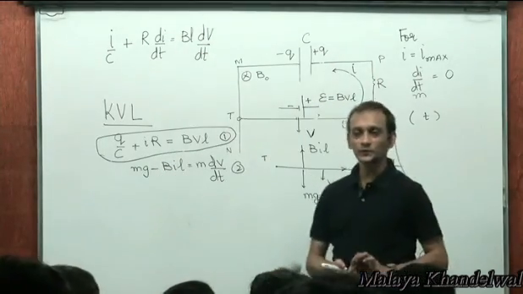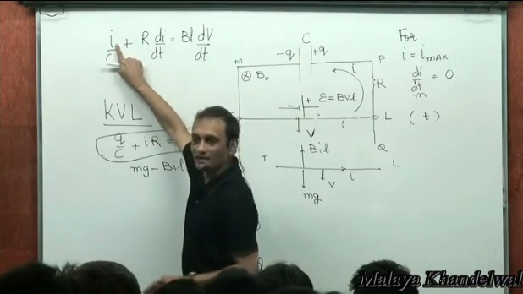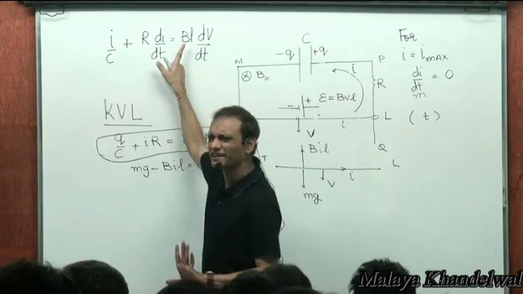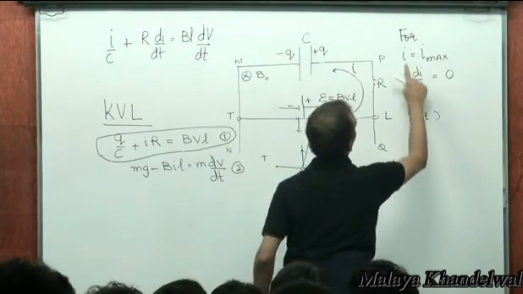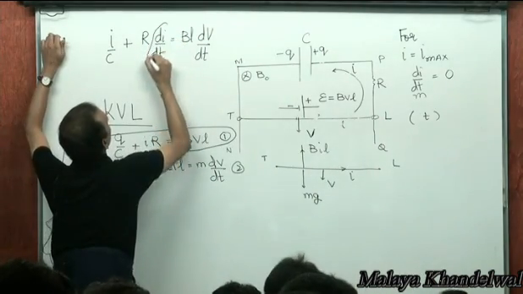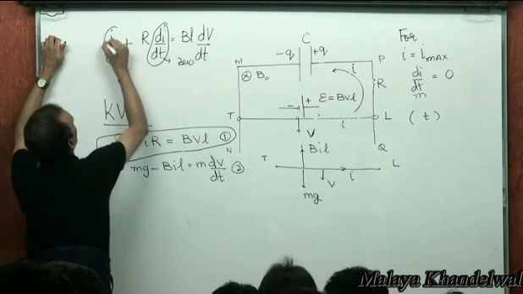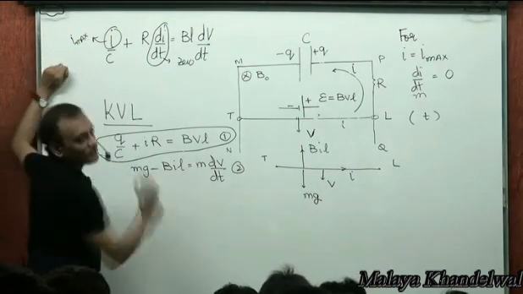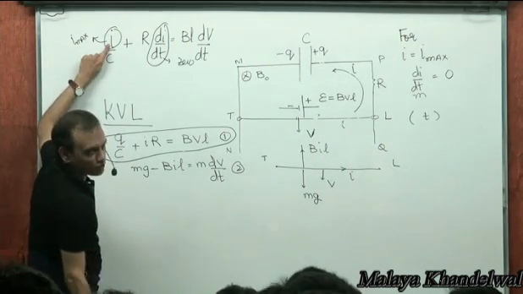Yes or no? Now, when I is I max, di dt will become 0. So I'll be able to find I max in terms of dv dt in the first place, right? So for I equal to I max, di dt is 0. So when this turns out to be 0, then this I will be I max, right? So let me put di dt 0 and solve for this I.